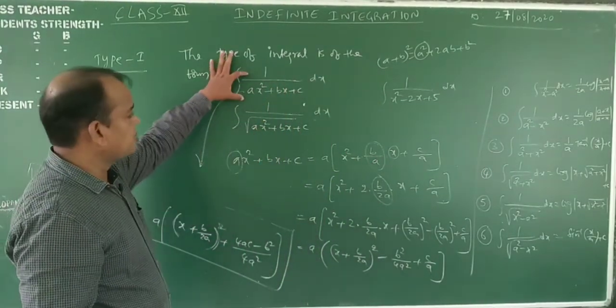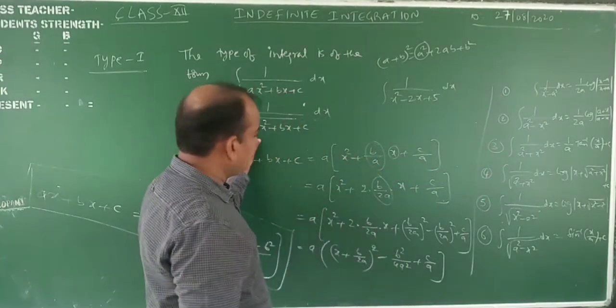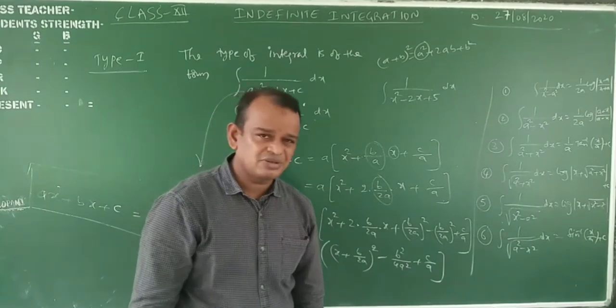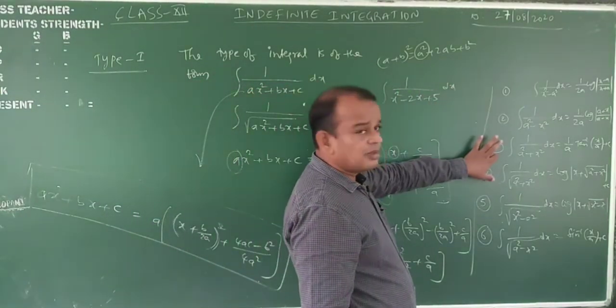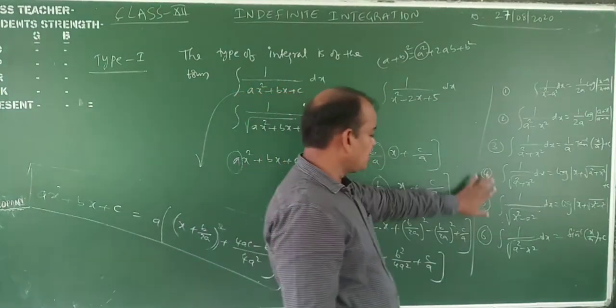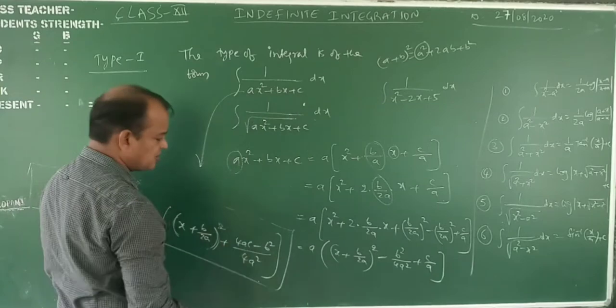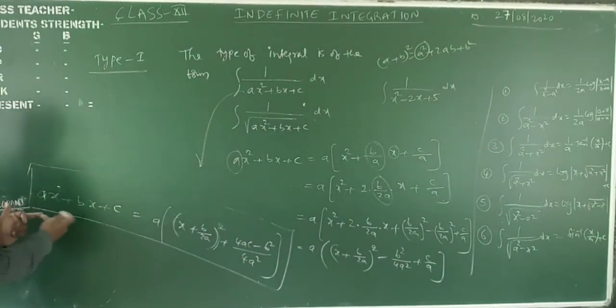Suppose this type is given, use any one of the first 3 formulas. Suppose this type is given, use any one of the remaining formulas. How to do it? How to convert ax square plus bx plus c, this is the process. Otherwise you remember this formula. What is the formula of this one?